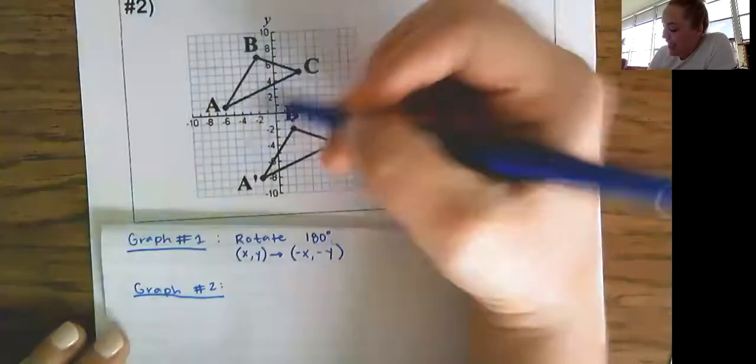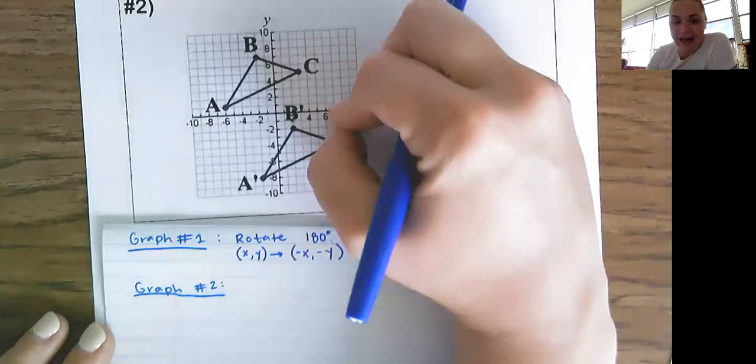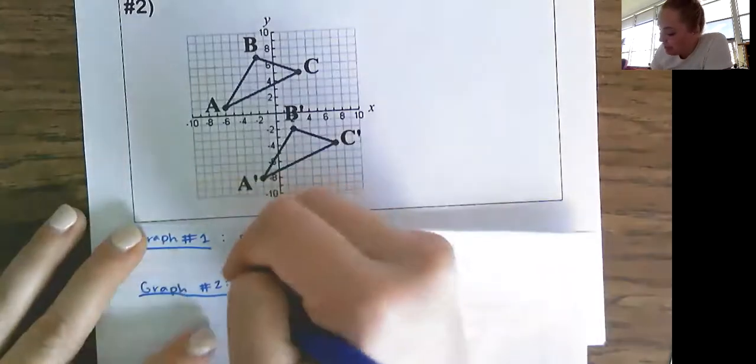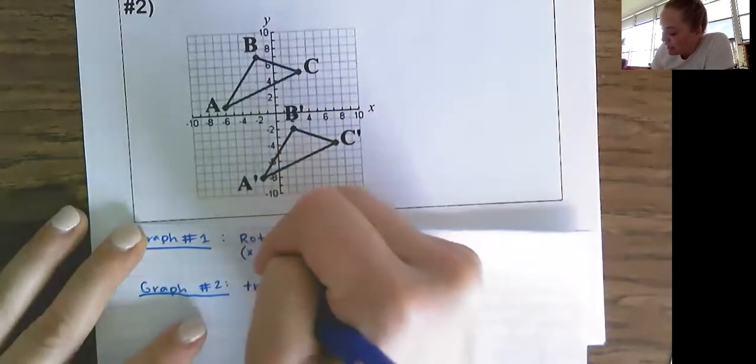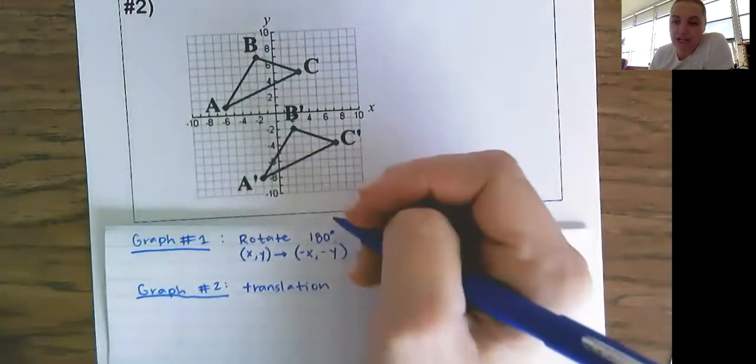Okay, so A has to get down here to A prime, B to B prime, C to C prime. Ninth graders, this was just a slide. That means that this was a translation. I'm going to start by writing translation. Now, that's not enough. You have to also say where it translated to.